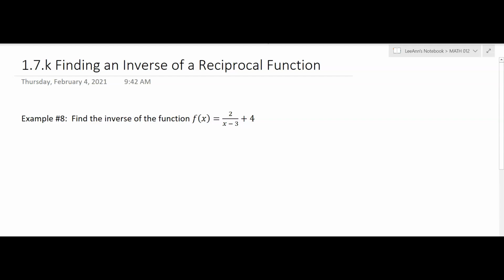So this is more of the example I was talking about when I gave you the steps. It's in terms of f of x, and so we're going to find the inverse of this equation. It is a reciprocal function right now, the f of x. Okay, so we write it as y equals 2 over x minus 3 plus 4. Switch the x and y.